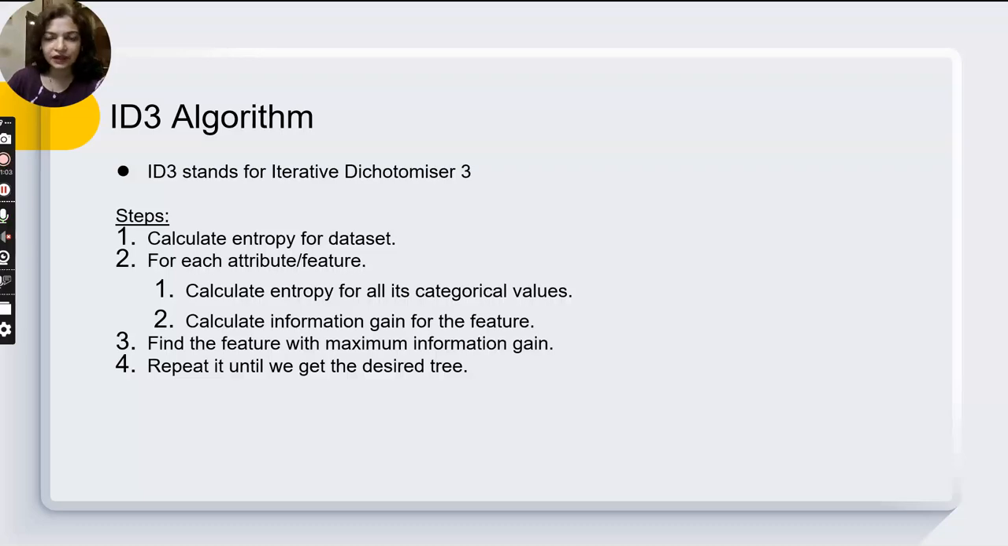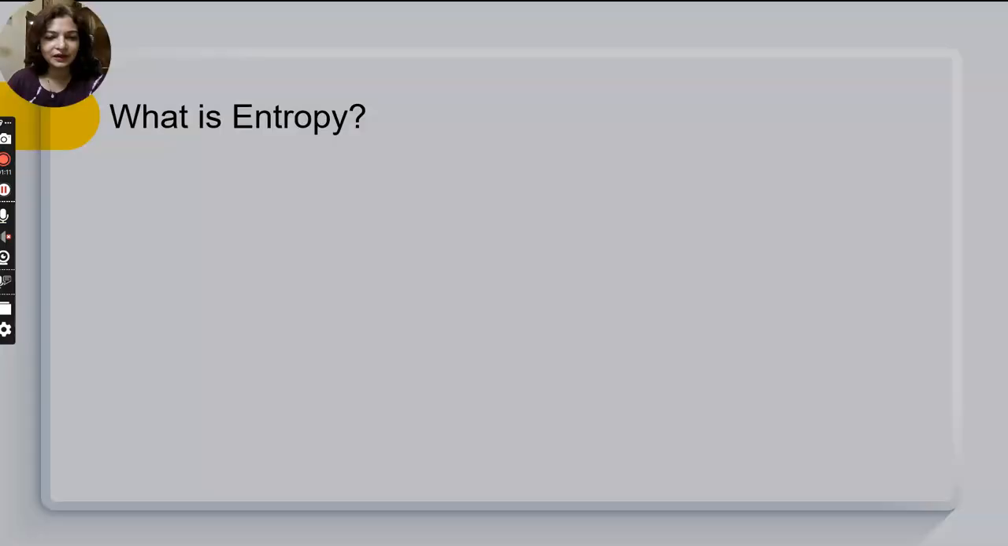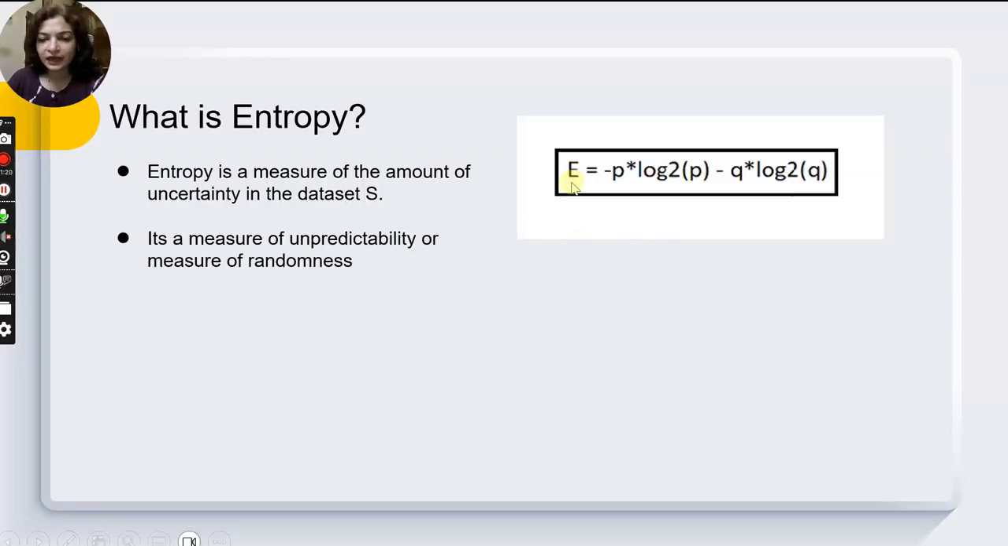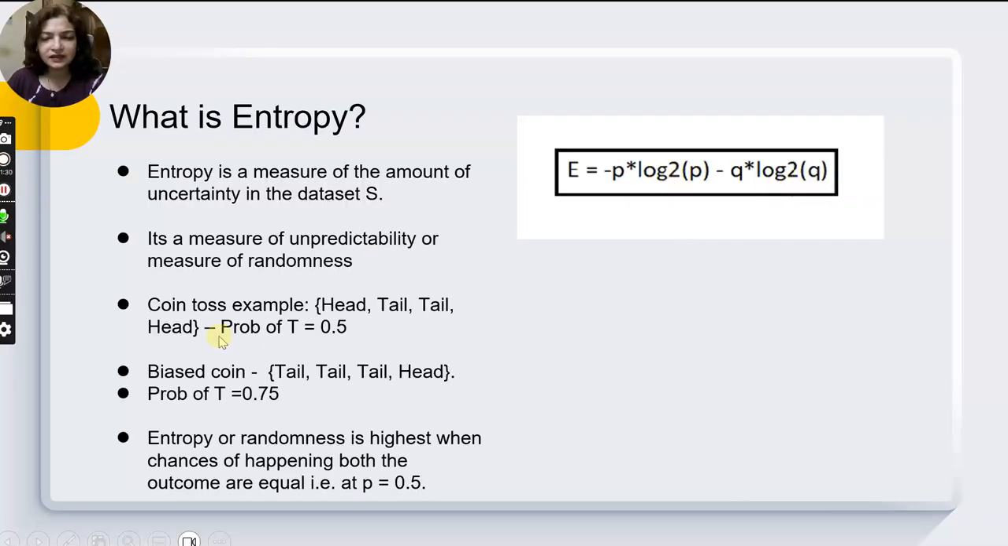So how should be the desired tree? The desired tree should be as short as possible so that we reach a conclusion or a decision as early as possible. Okay, now what is entropy? Entropy is a measure of amount of uncertainty or randomness in the data. Its formula is: entropy is given as minus p log of p to the base 2 minus q log of q to the base 2. Now this is for binary classification.